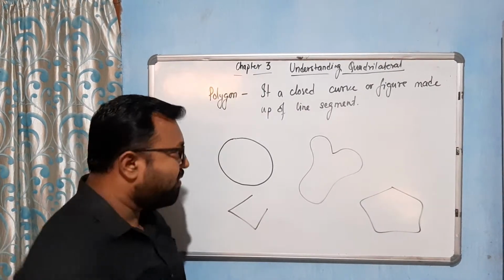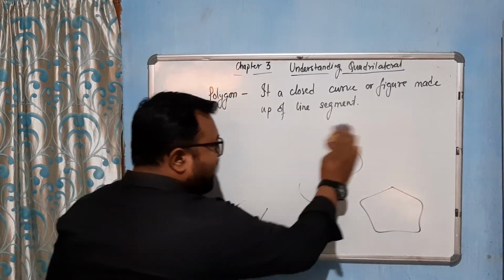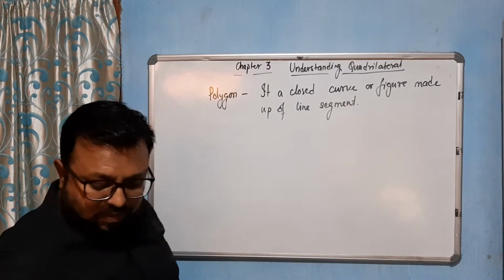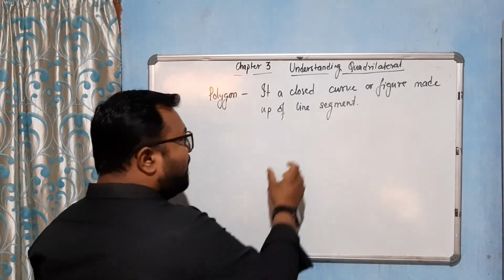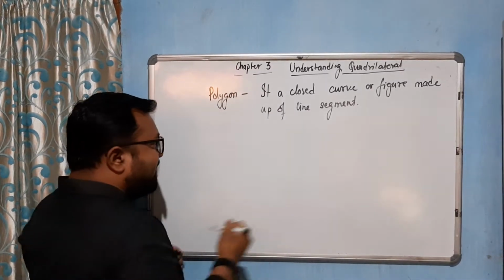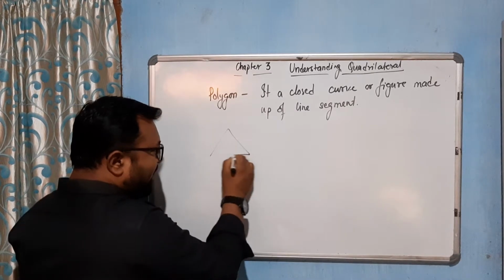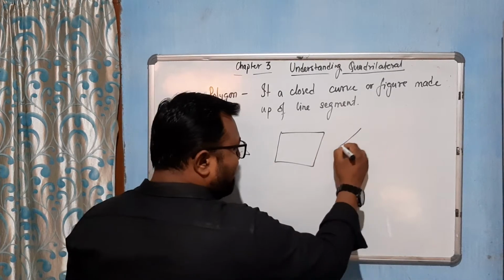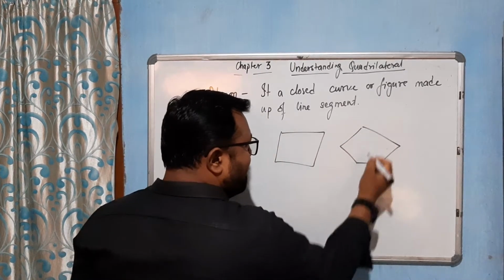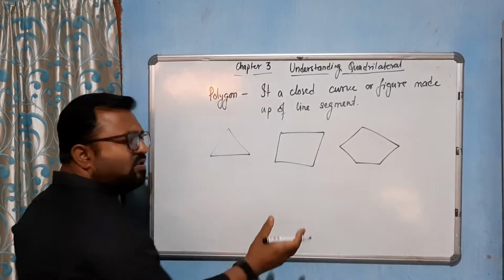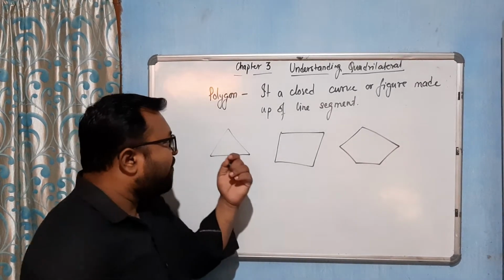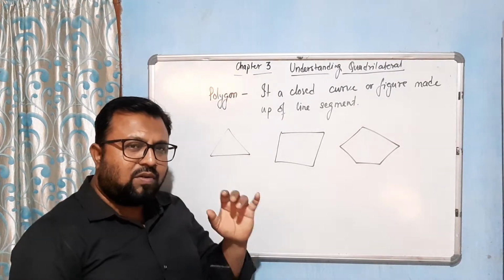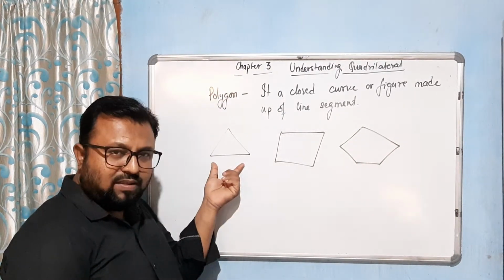So the figures which are made up of line segments, only those are known as what? Polygon. For example, like this, or like this, and many more shapes are there. Okay, to form a polygon, the minimum requirement of sides is three.